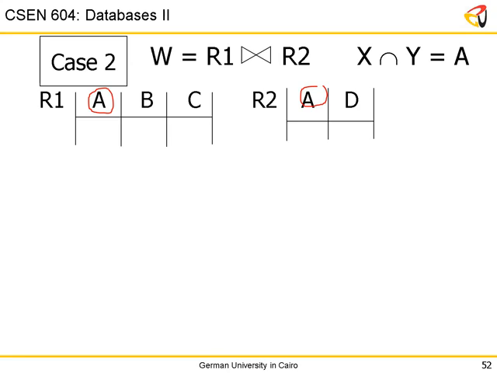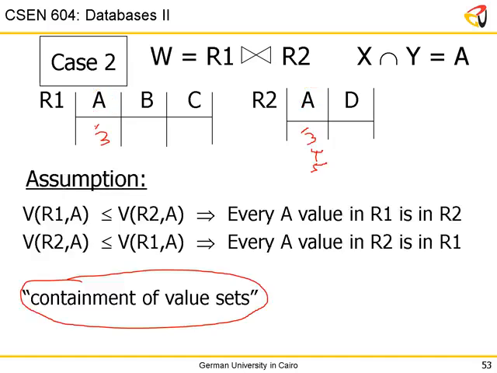Now, in case 2, there is a common column between R1 and R2. As you see in these lecture slides, it's going to be this A and this A. That's why I have the same letter. So I'm joining the two tables, R1 and R2, on A. How does this work? Here, we have to go back to database 1 and remember this concept called containment of value sets.